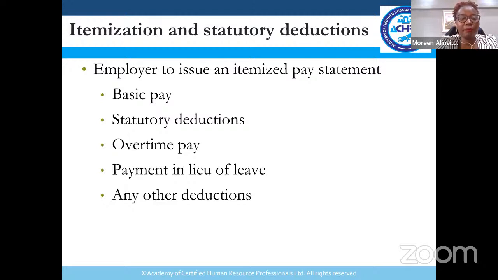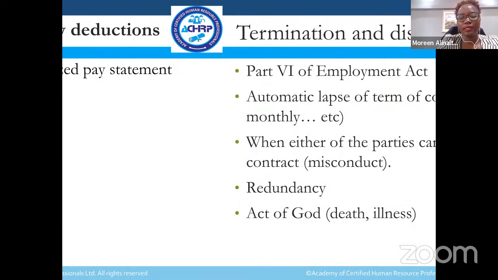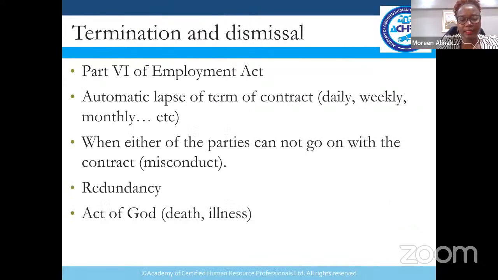It must show payment in lieu of leave in case that person did not take leave, and any other deductions. For example, maybe they are paying a loan or something. It must show all those things. Later, we'll be looking at the exact example of the payslip, okay?